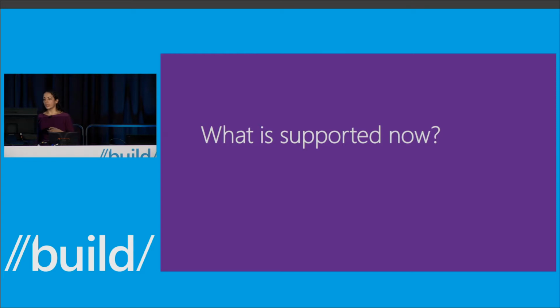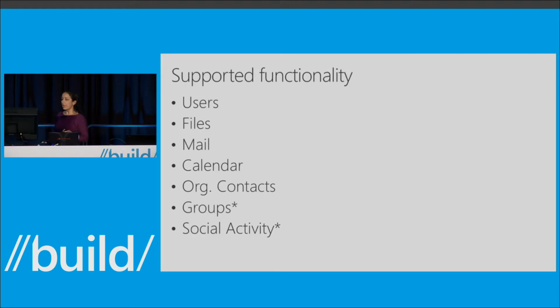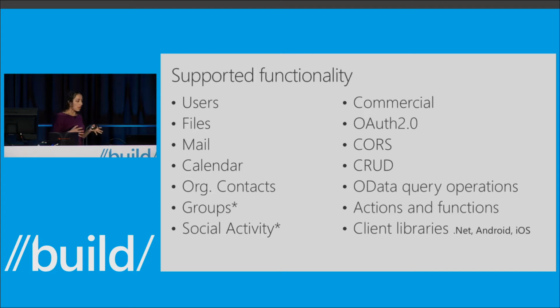So let's talk about what is supported now. We have seen that there's a lot of functionality. We have users, files, mail, calendar, organizational contacts. I mentioned groups and social activity. I have them with a little asterisk here because they're under deployment. And then we also have support right now for commercial properties and supporting OAuth 2.0, CORS, CRUD, the common basic OData operations. There are also actions and functions like send mail or accept a calendar event and so forth that are supported. And then we have client libraries for .NET, Android, and iOS.